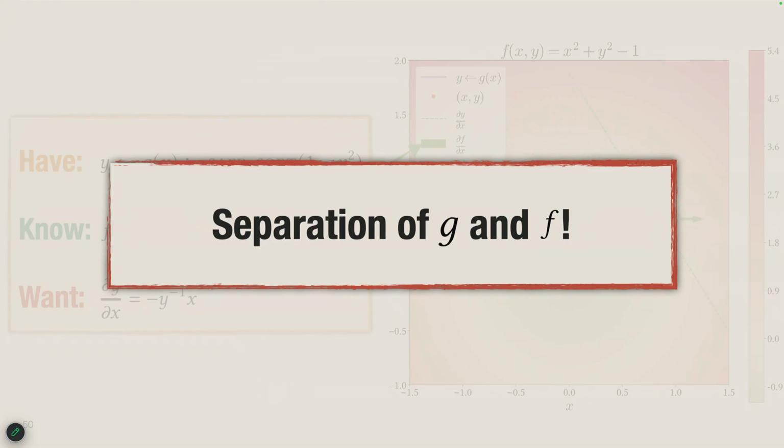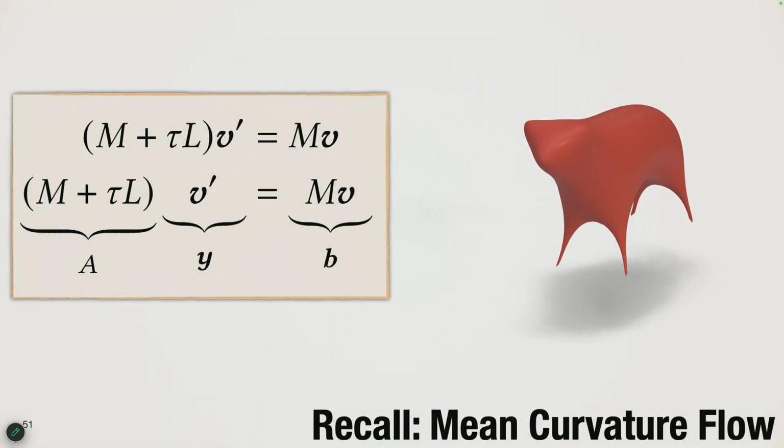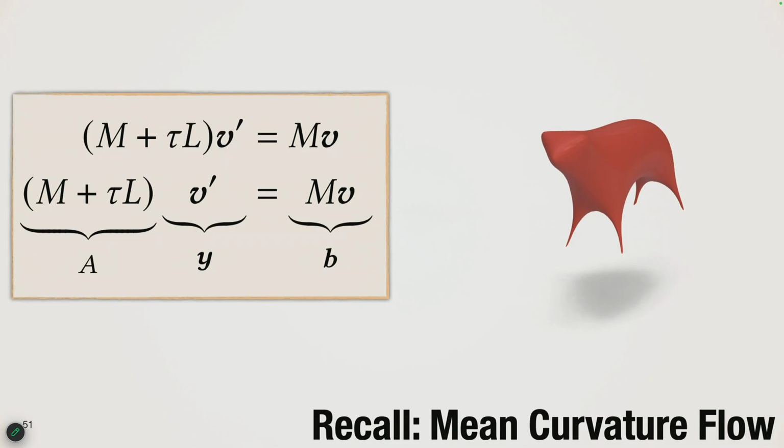All right, moving on to our example that we had earlier. We had this mean curvature flow thing happening, which is basically a linear solve, right? So you have this matrix. We're going to abstract it away. We're just going to call this part A, and this right-hand side, we're going to call it B. So we're just dealing with a linear solve of some sparse linear system.